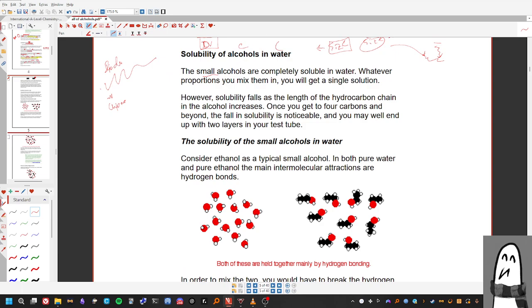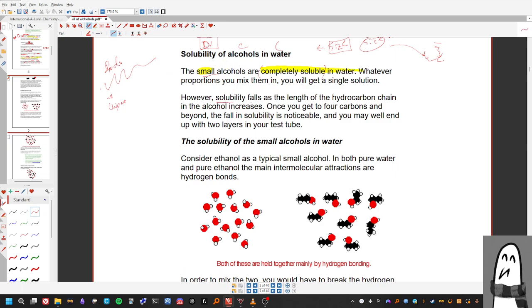Then over here it says small alcohols are completely soluble in water. Whatever proportions you mix them in, you get a single solution. So they're super soluble, completely soluble in water. We're talking about your small alcohols.